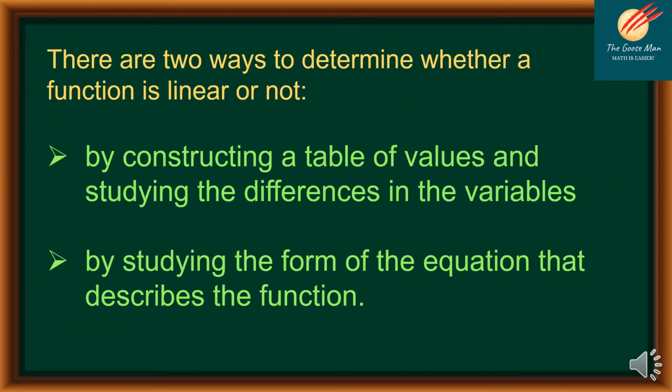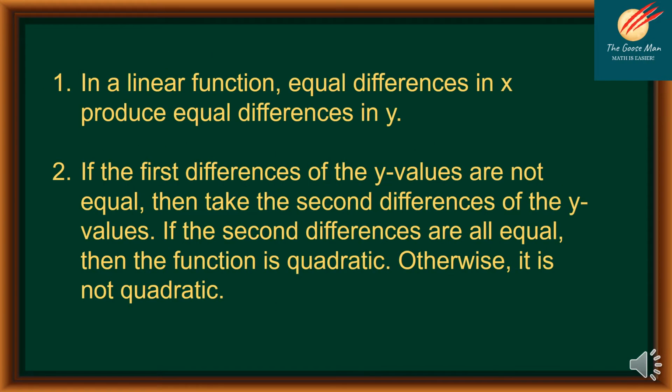There are two ways to determine whether a function is linear or not. The first one is by constructing a table of values and studying the differences in the variables. The second one is by studying the form of the equation that describes the function. So number one, in a linear function, equal differences in x produce equal differences in y, provided that we are in tabular form.